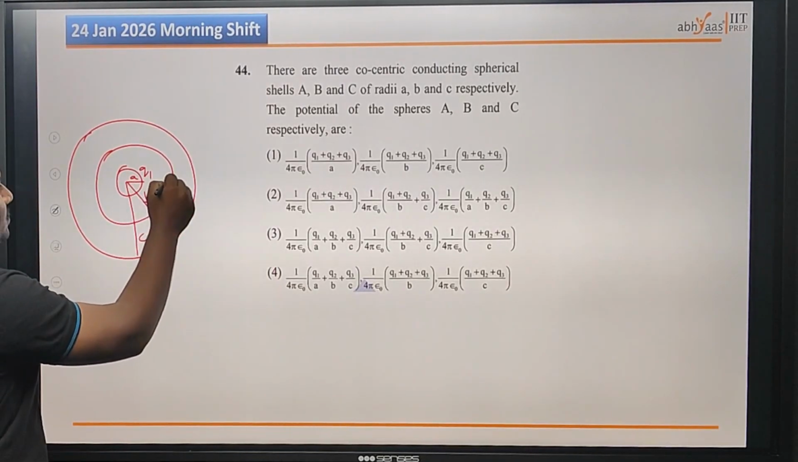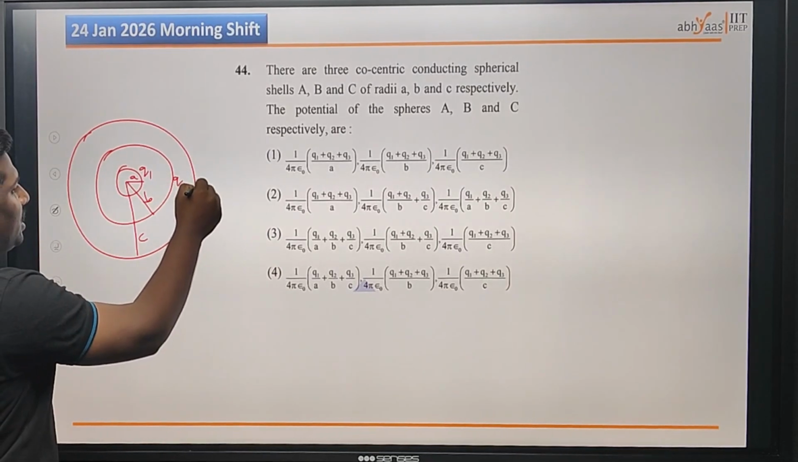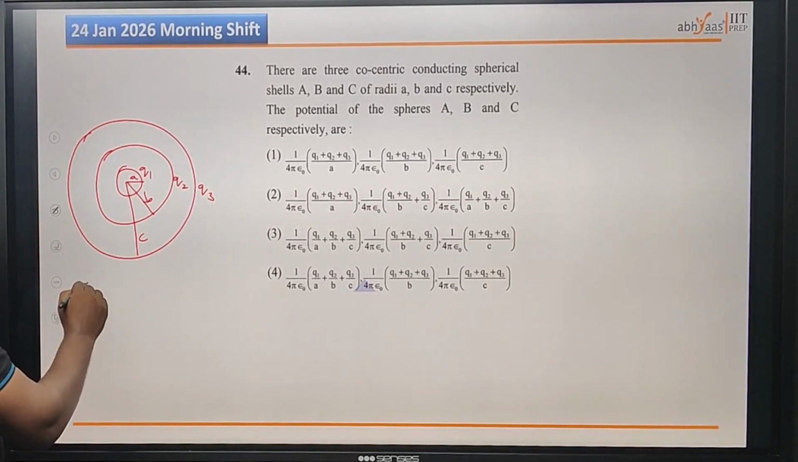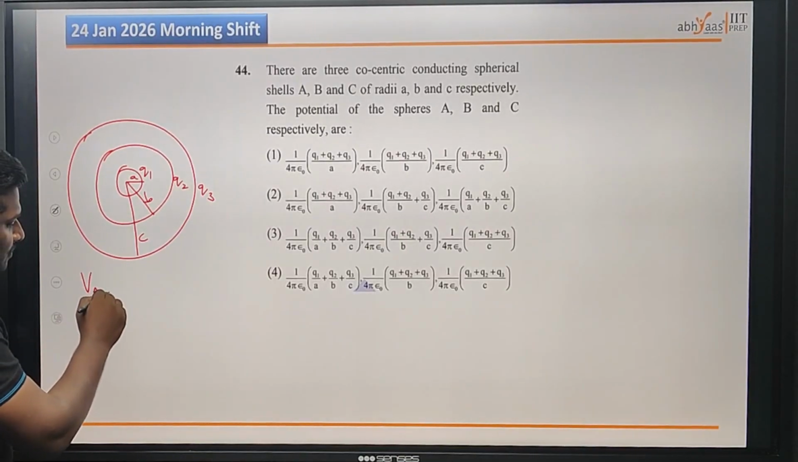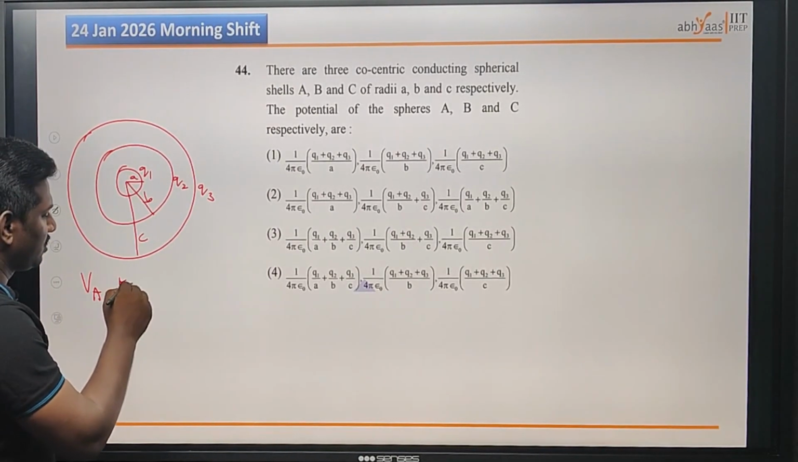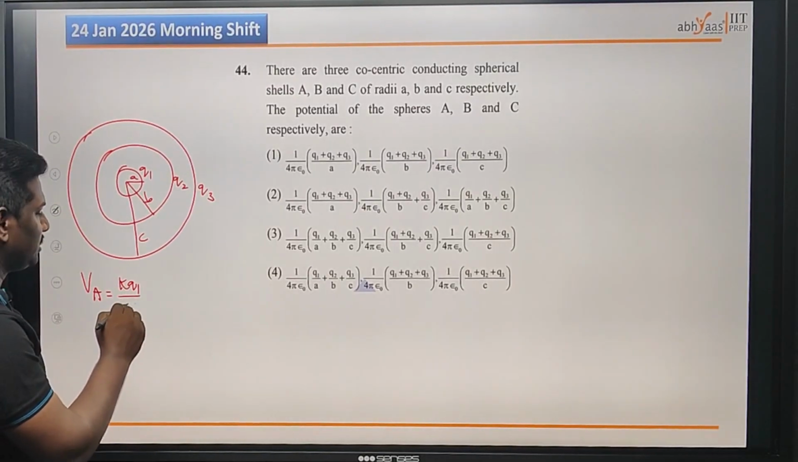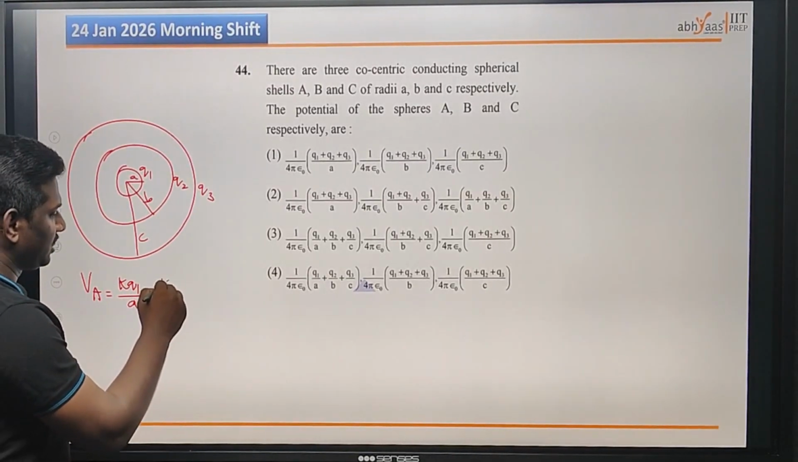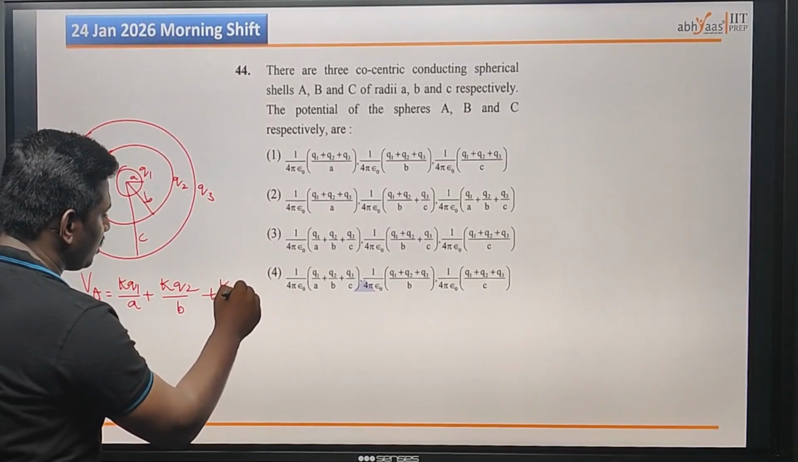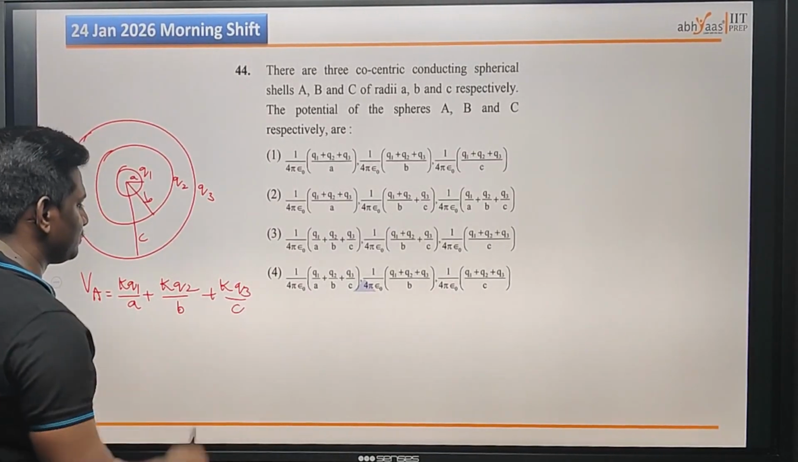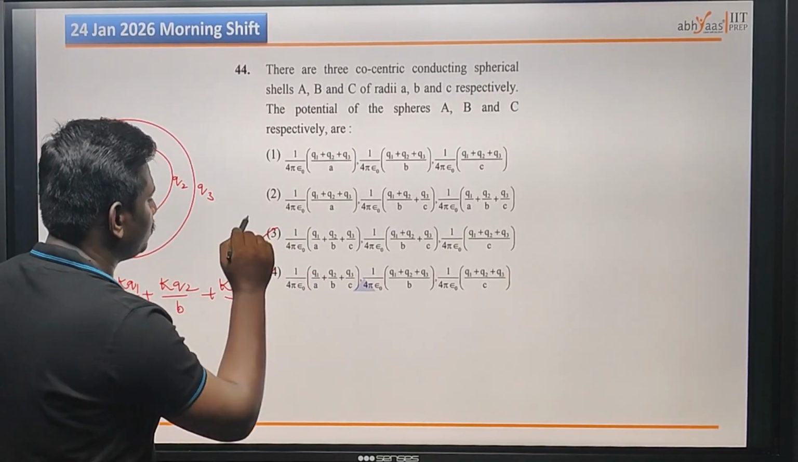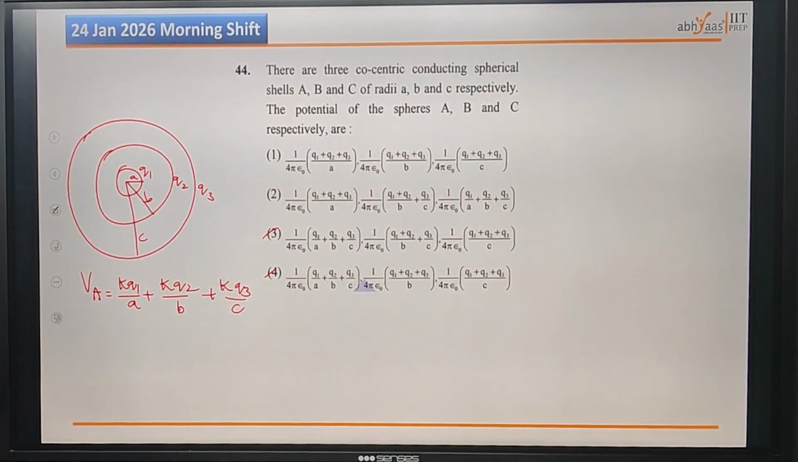Q1, Q2 and Q3. So potential at A, K Q1 by a plus K Q2 by b plus K Q3 by c respectively. So option 2 and 3 are same. Next one, VB.